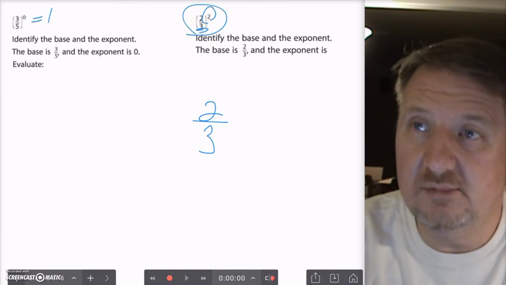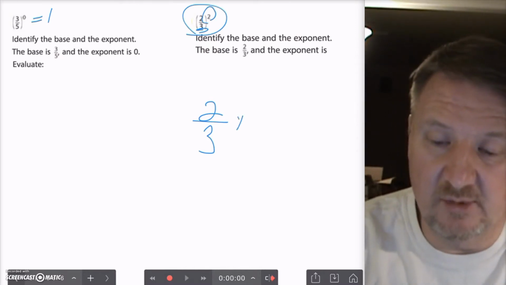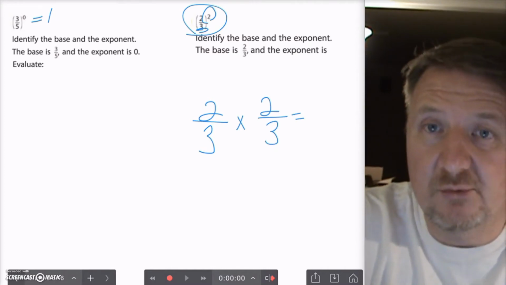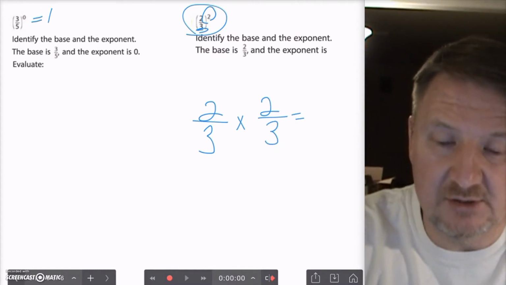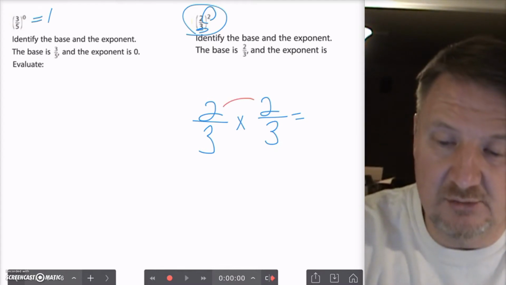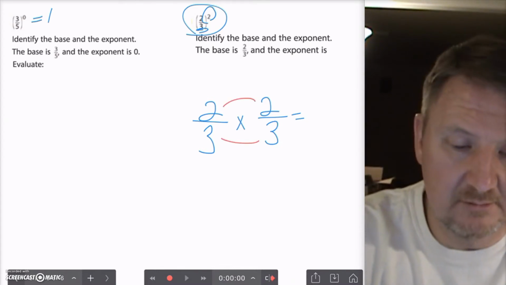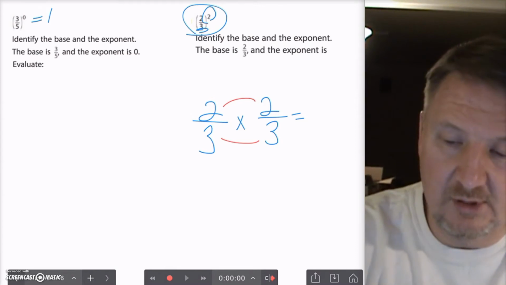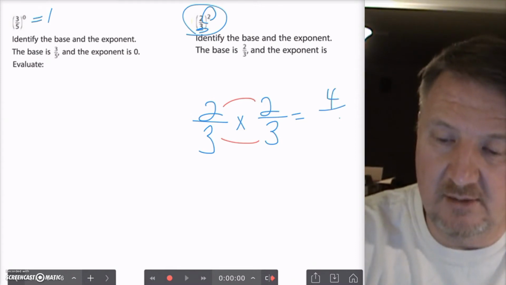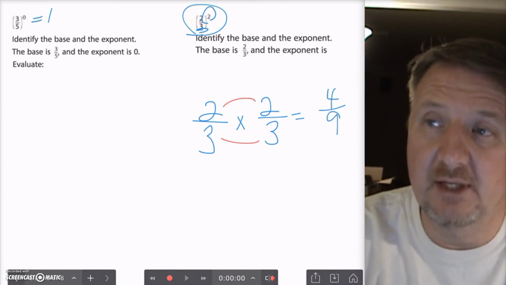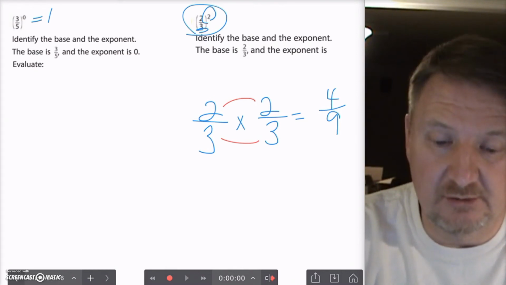The exponent tells me how many times I'm going to multiply it. So I'm going to multiply it twice. Now you just follow the rules of multiplication with fractions. You multiply 2 times 2 and 3 times 3. And you wind up with 4 over 9. And that's your answer. And that's all there is to it.